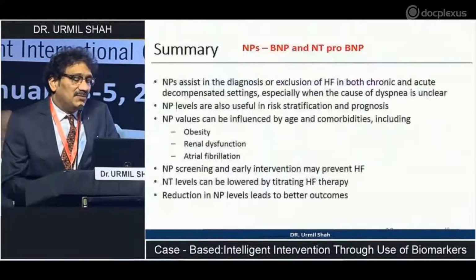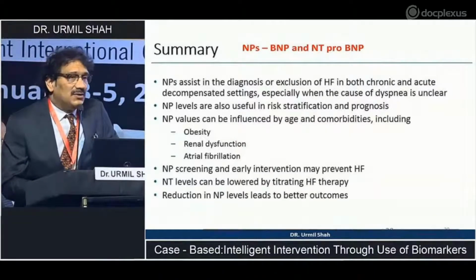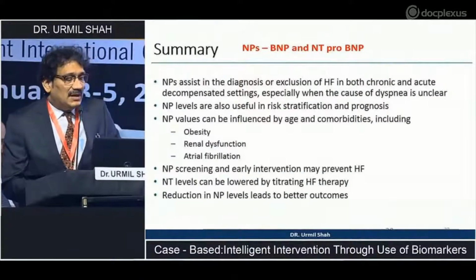So in summary, as far as NT-proBNP is concerned, in acute heart failure and decompensated settings, when the cause of dyspnea is not clear, NT-proBNP is very helpful. At the same time, it also improves risk stratification. Obesity, renal dysfunction and atrial fibrillation can alter the NT-proBNP level, and you can titrate or guide the therapy with the help of NT-proBNP.